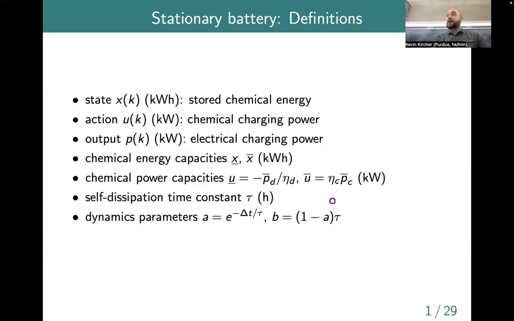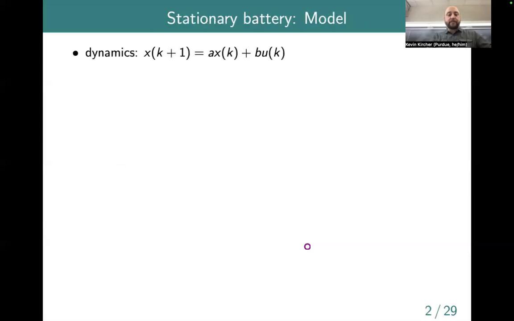We also have the self-dissipation time constant of the battery. And we talked about how this might be on the order of 1,000 or more hours. And this governs basically the depletion of charge when a battery is just left unplugged. And then we have dynamics parameters A and B. And A here basically is just the exponential of the time step divided by the time constant. And B, we found from the kind of problems that I drilled into you many times over about writing down the solution to these linear differential equations.